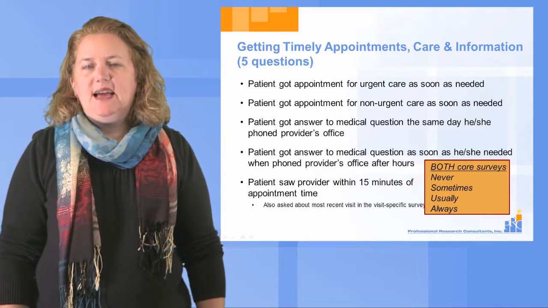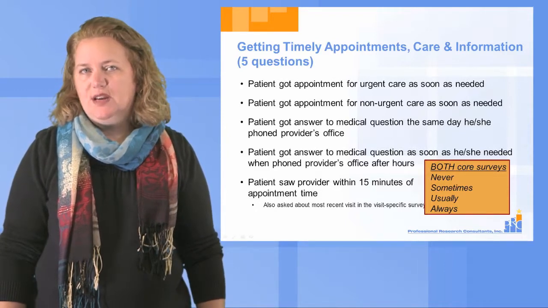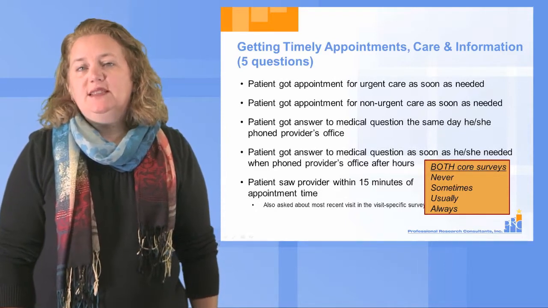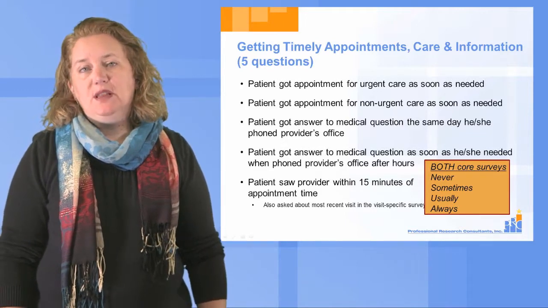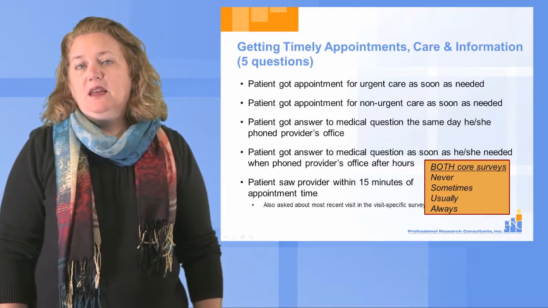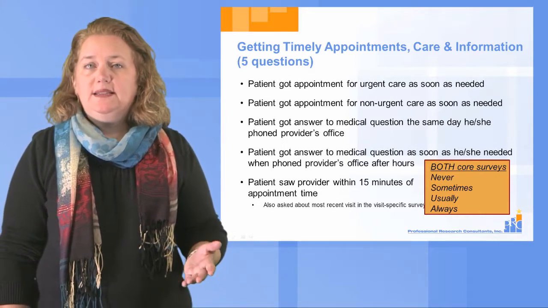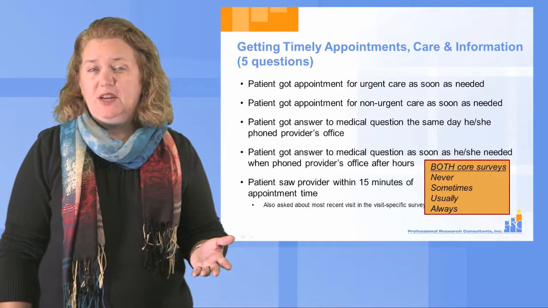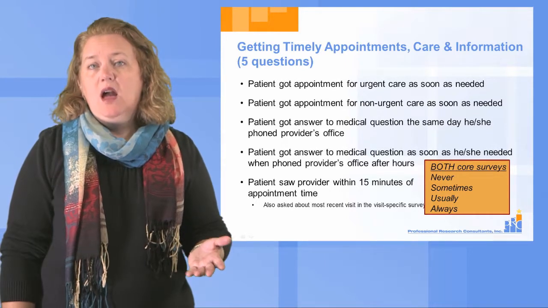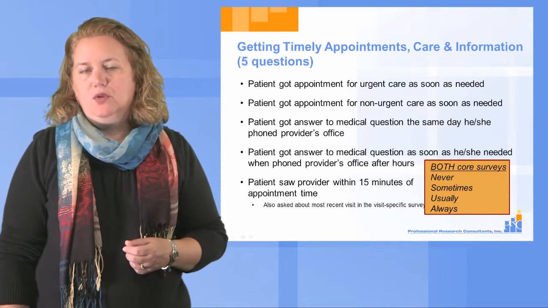It makes more sense to ask a patient to reflect on these things over time. The exception is the question about being seen within 15 minutes of the appointment time. In the visit-specific survey, that question is asked both ways. Once about how often that happened for all of the patient's visits over the last 6 months, and once about whether or not this happened at the most recent visit.